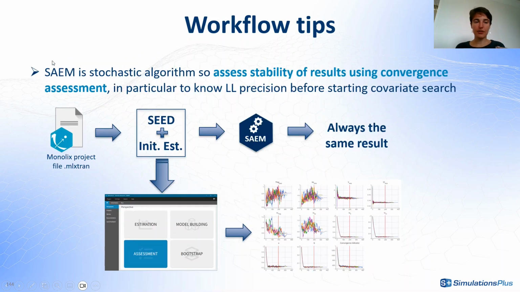Then remember that the SAEM algorithm we use is a stochastic algorithm. So it's really important to assess the stability of your results using the convergence assessment, as I have shown before. And that's in particular the case if you want to start a covariate search, you really need to make sure that the likelihood value you get is sufficiently stable to see a difference of 4 or 5 points from one run to another one when you add a covariate. So really make sure that you check this from time to time.